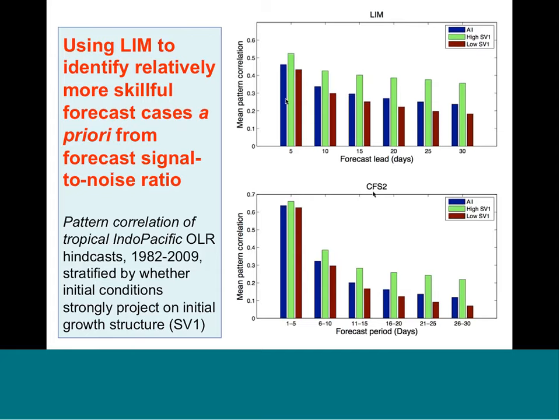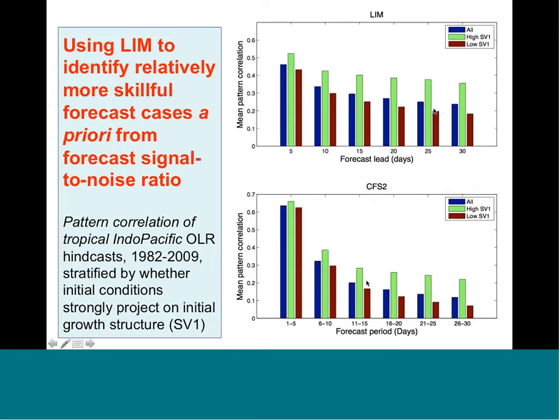But the key idea is that this stratification is working for both the LIM and the CFS2. What I've done is separate out the forecast skill only of those cases which had a high initial projection on this growing structure, and that's in green, and all other cases are in red. You can see there's a very large difference, statistically significant. You have much larger forecast skill in these high singular vector, high growth cases than when you don't. The difference is like 0.2 at long lead in terms of the mean skill.